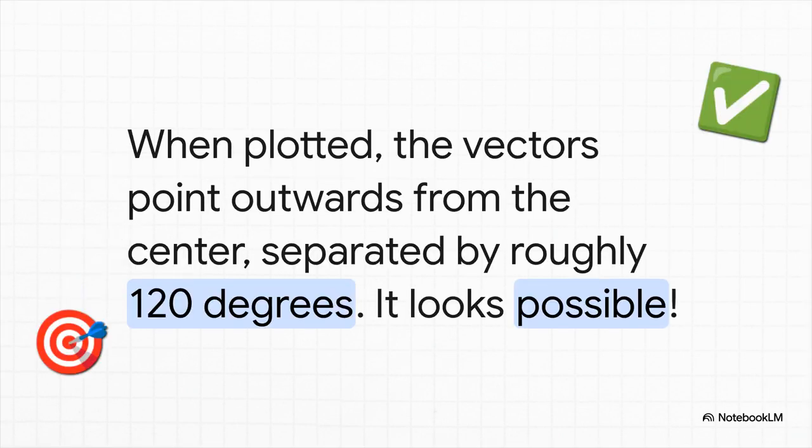So, what happens when we actually plot these things? Well, would you look at that? They arrange themselves perfectly, pointing out from the center like the spokes of a wheel, with about 120 degrees between each one. You can just see it. That looks like it works. The angle between any 2 of them is definitely wider than a right angle. Our intuition is screaming yes.